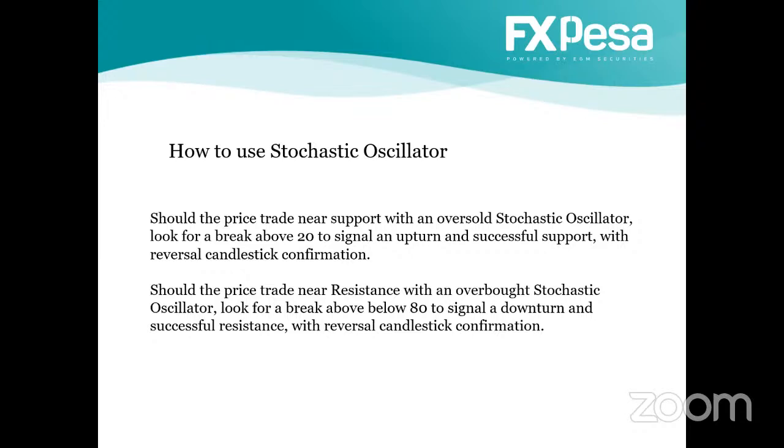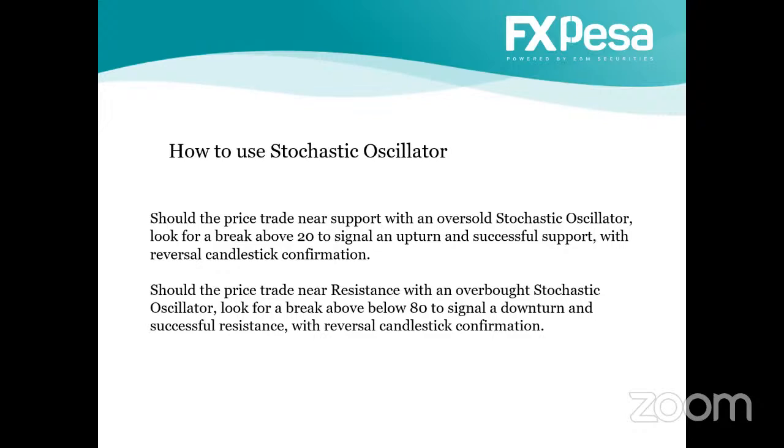Should the price trade near the support with an oversold stochastic oscillator, look for a break above 20 to signal an upturn and successful support with reversal candlestick confirmation. Stochastic is also used sometimes to identify if the price of a security is overbought or oversold. It oscillates between 0 and 100.